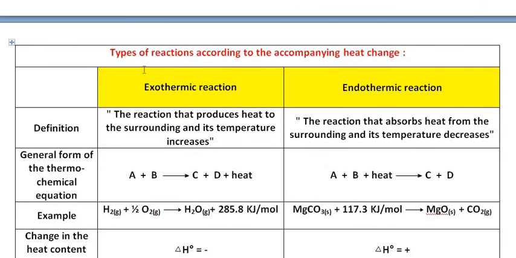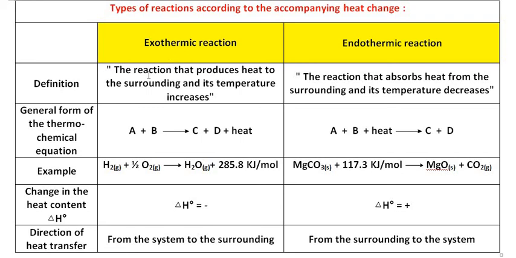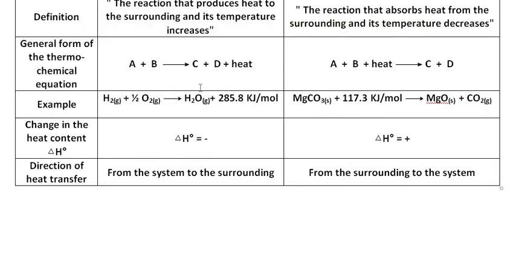So we can classify chemical reactions into two types: exothermic reaction and endothermic reaction. The first one, exothermic reaction, is defined as the reaction that produces heat to the surrounding and its temperature increases, while the endothermic reaction is the reaction that absorbs heat from the surrounding and its temperature decreases. From the equation, the heat is on the right hand side, so this reaction gives out energy, so this is exothermic reaction. This equation tells us that heat is consumed, so heat is present on the left hand side of the equation with the reactants. So this means that this reaction consumes heat or absorbs heat, so this reaction is called endothermic reaction.